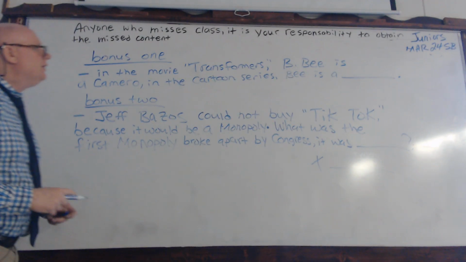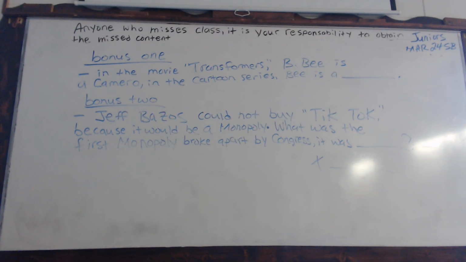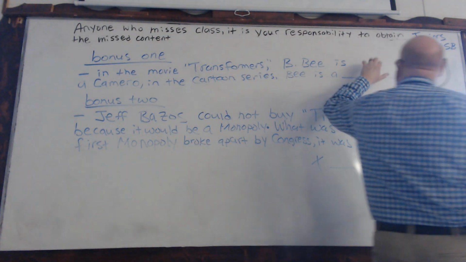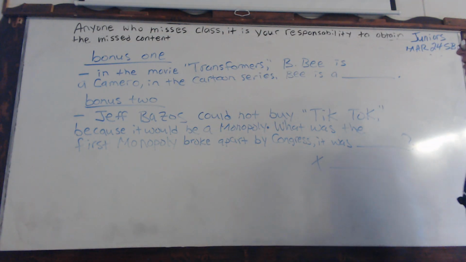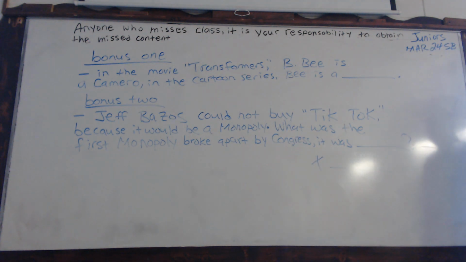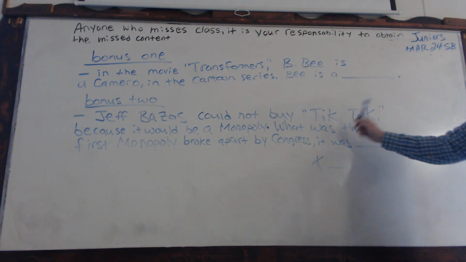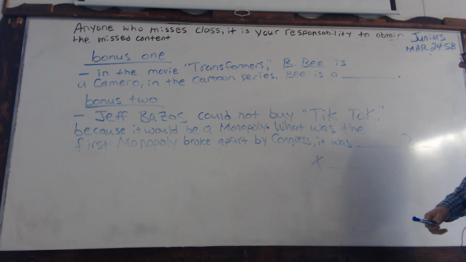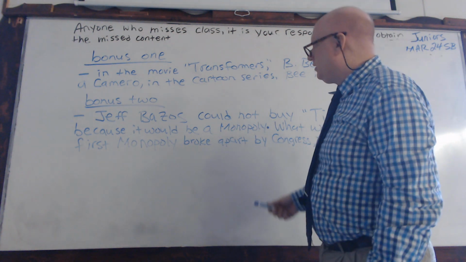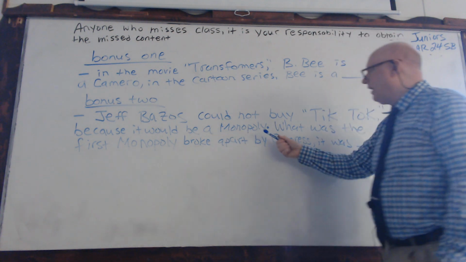Okay, so this top one is saying in the movie Transformers, Bumblebee was a yellow Camaro. But in the cartoon series, Bumblebee is or was a blank. It's a different model of car. And then this bottom one, Jeff Bezos, this was in the news a couple years ago, he was not allowed to buy TikTok. I think he was interested, but this being a large company and then Amazon being a large company, that would be considered a monopoly.